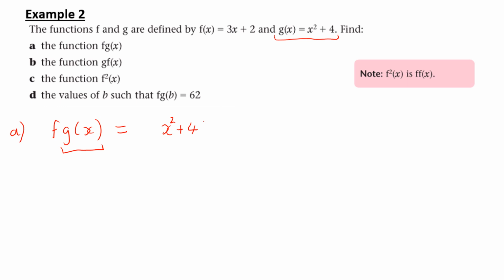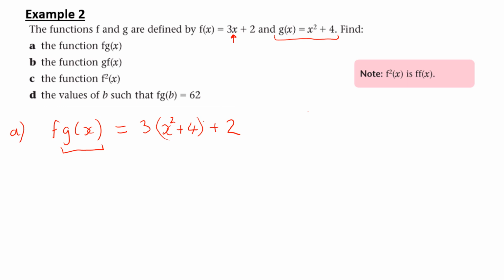Now I need to perform function f to that. So whatever result I've got, which I've just written down, I need to perform function f to that. So I need to substitute that into function f. Now remember I said earlier that with function f, whatever you're putting in, you just times it by 3 and then add 2. So whatever result I've got, I just times it by 3 and then add 2. So there's my composite function.